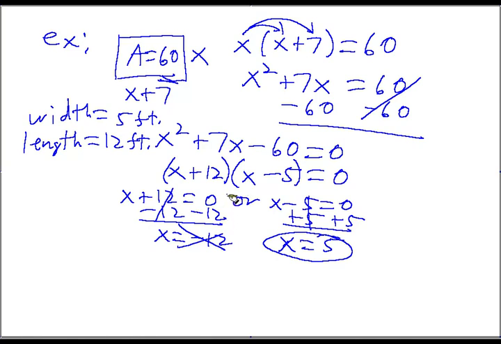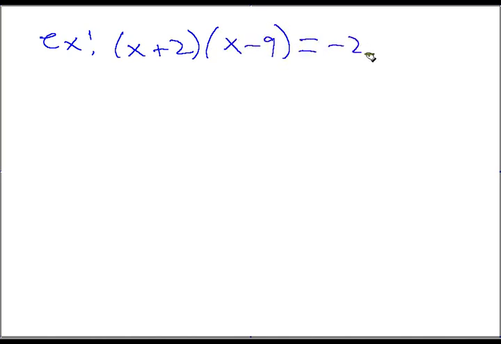All right? Let's look at a few more. Let's try this one. Let me clear this out. Let's solve this equation here: x plus 2 times x minus 9 equal to negative 24. Let's try that one.